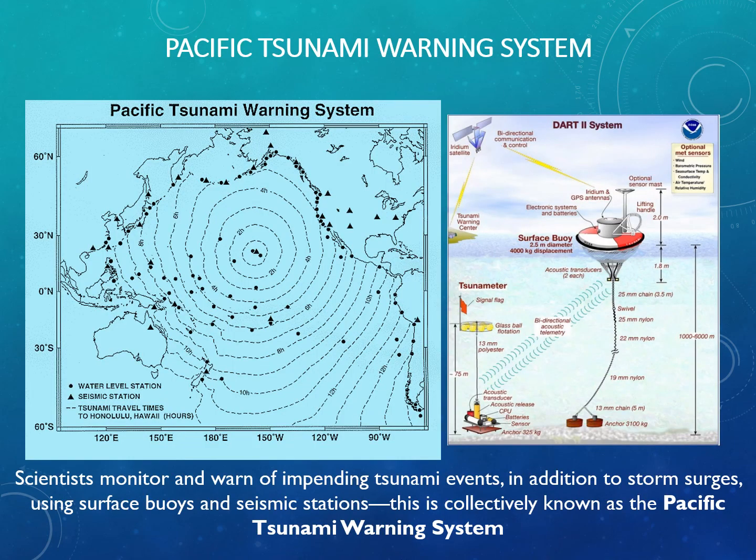Scientists monitor and warn of impending tsunami events in addition to storm surges using surface buoys and seismic stations. This combination of features and objects that we use to measure this is known as the Pacific Tsunami Warning System. Keep in mind that tsunami are often confused for another term, tidal waves. So again, tsunami, tidal waves, two different phenomena. And so with the tides, again, that's what's going on. So you've got tides, tidal fluctuation, and gravity.